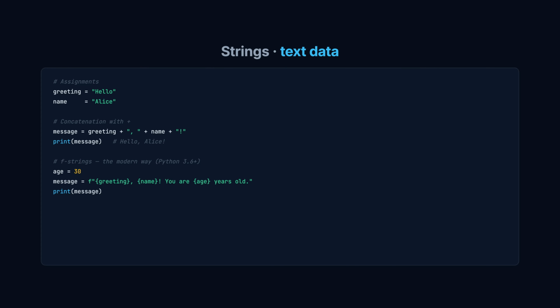In half the typing. f-strings arrived in Python 3.6 back in 2016. Every Python version you will run in this course supports them. They are the default way to format strings. You will write thousands of these.